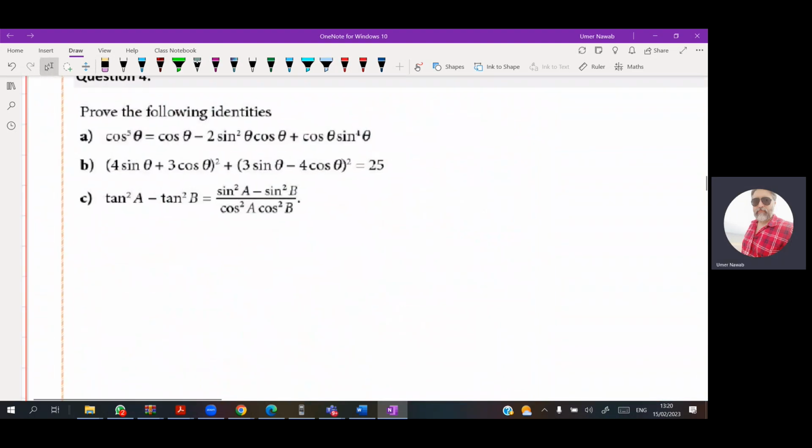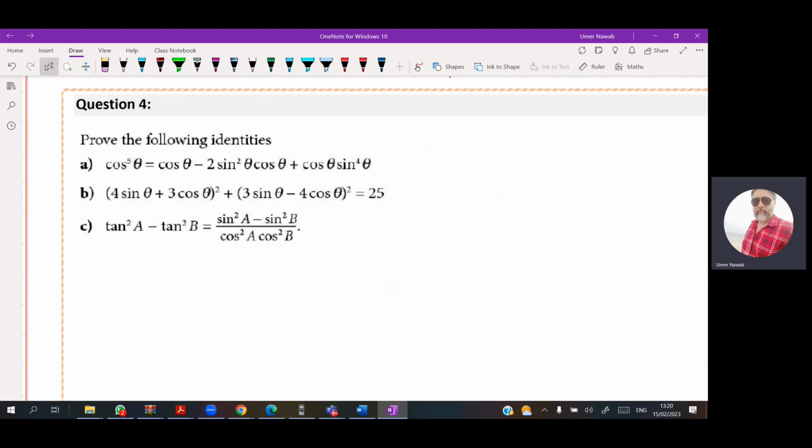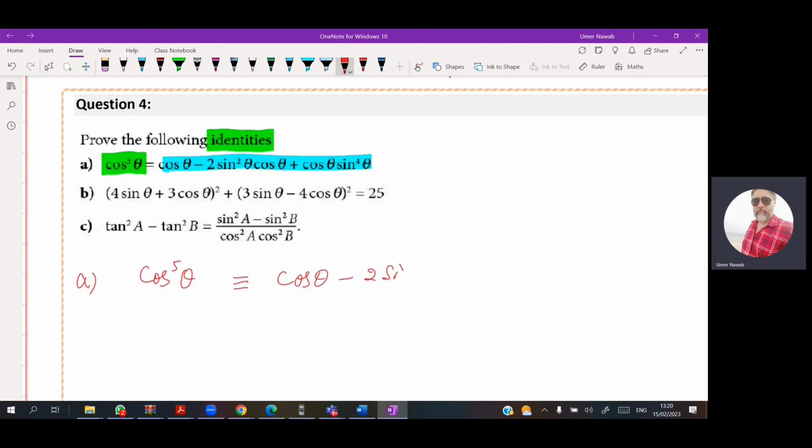Now, I come to the trigonometric identities. You remember identity is like a formula. You have a left-hand side and you have a right-hand side. You need to prove left-hand side equal to the right-hand side. So the first identity which I want to prove: cosine of 5 theta, we need to prove it equals cosine theta minus 2 sine squared theta cosine of theta plus cosine of theta and sine power 4 theta.